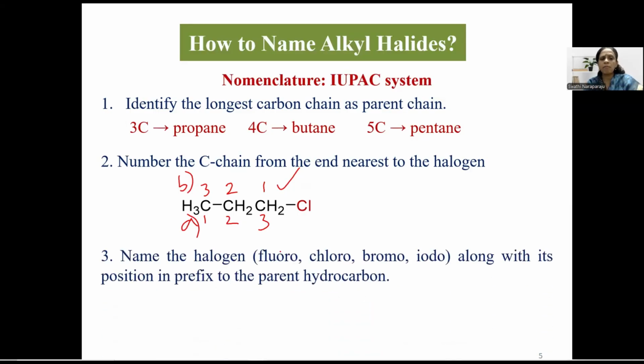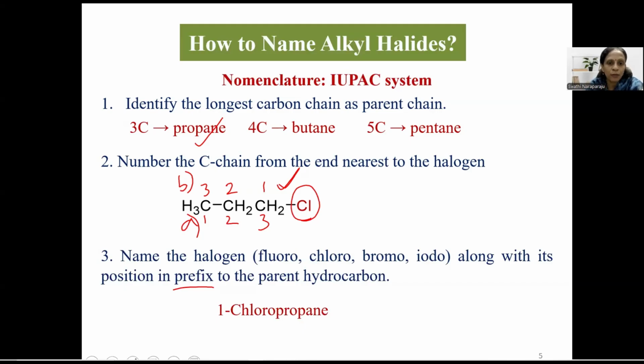Now the next step is we have to identify the halogen present in the given molecule and name the halogen along with the position at which the halogen is present. So this information should be provided in the prefix. If you consider the same molecule, the nature of halogen is chlorine and it is present at the first carbon. So it can be named as 1-chloro, and the parent hydrocarbon is having 3 carbons, so it ends with propane. So the IUPAC name for the given structure is 1-chloropropane.